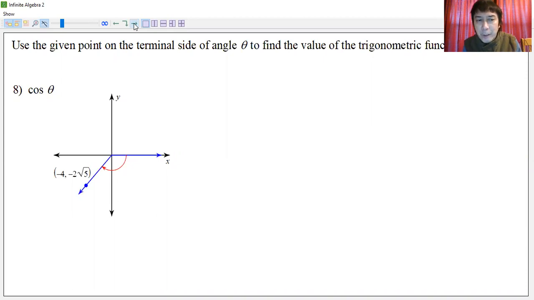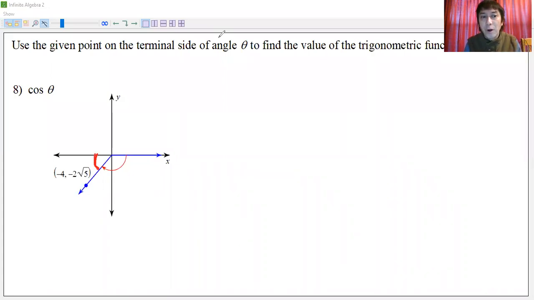Here's an angle of which the terminal side is at the third quadrant, and we're looking for cosine of theta. Our reference angle will be used there. Now, a reference angle is the angle which is the result of getting the difference between the terminal side and the x-axis. So the angle made by the x-axis and the terminal side. In this case, our reference angle is over here.